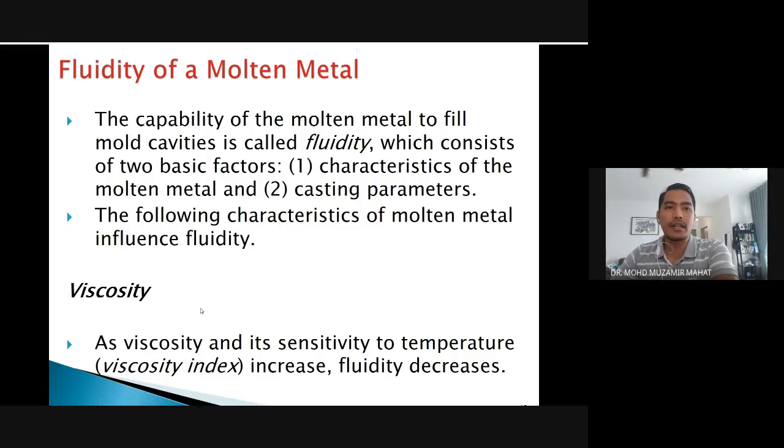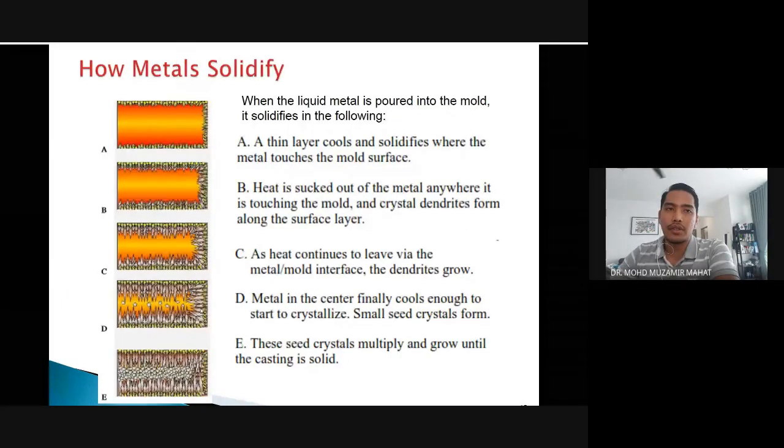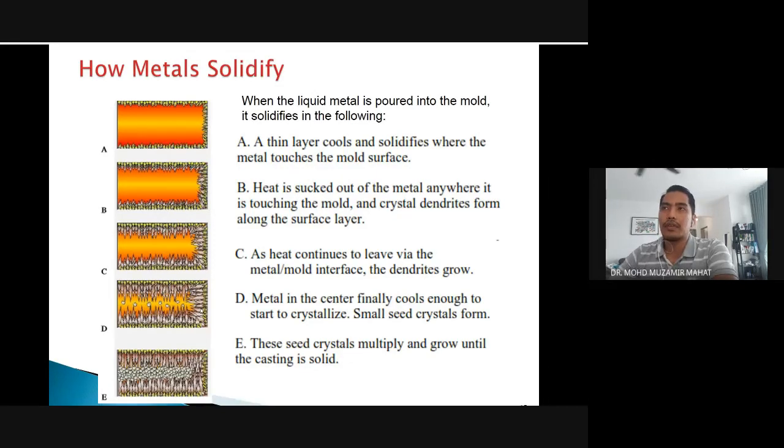Those are the things that we've been talking about so far, which is the solidification of materials, specifically metal, starting from how the heat goes down to make the molten metal solidify.